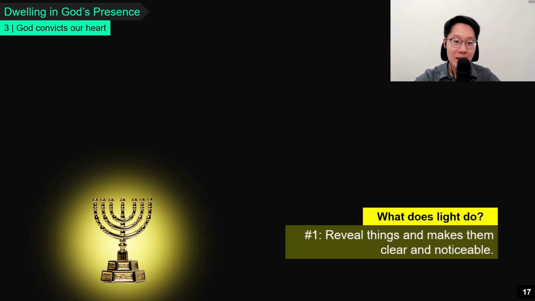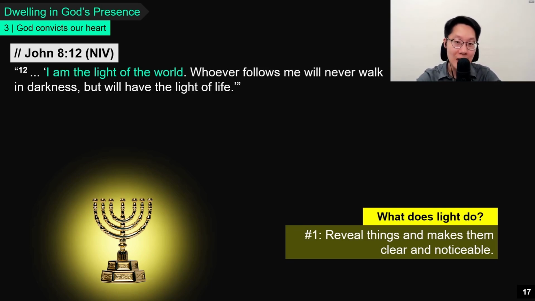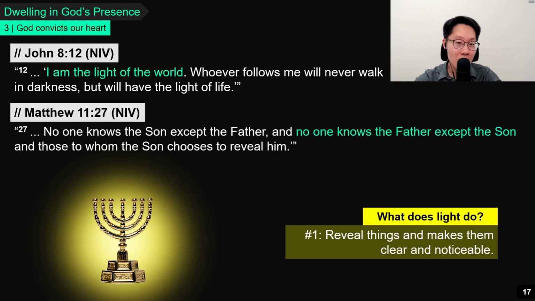Number one, light reveals things and makes them clear and noticeable. So Jesus tells us in chapter 8, verse 12, I am the light of the world. Whoever follows me will never walk in darkness, but will have the light of life. In fact, Matthew chapter 11, verse 27 says, no one knows the Son except the Father, and no one knows the Father except the Son, and those to whom the Son chooses to reveal him. So Jesus himself makes it clear to us who God the Father is, right? That's what light does. It reveals and makes things clear and noticeable. So Jesus makes clear who God the Father is to us. What else does light do?